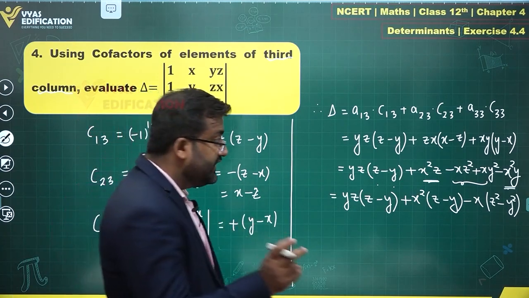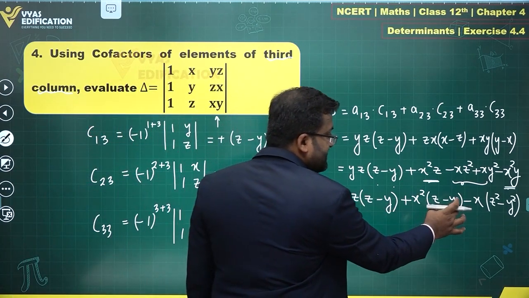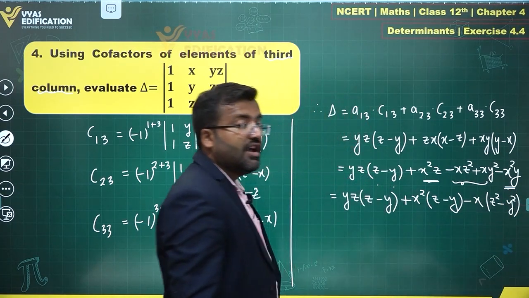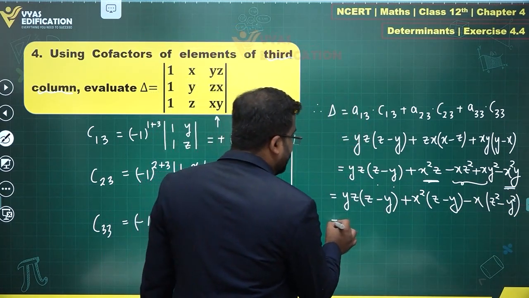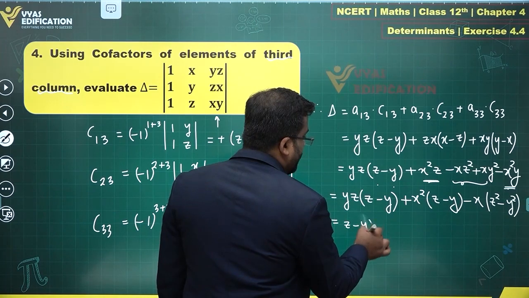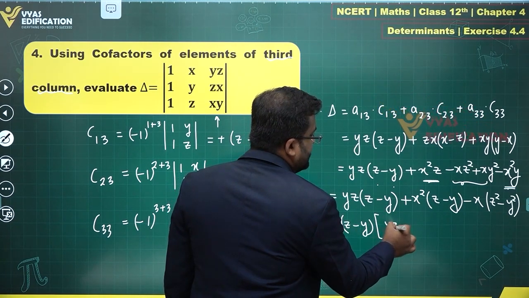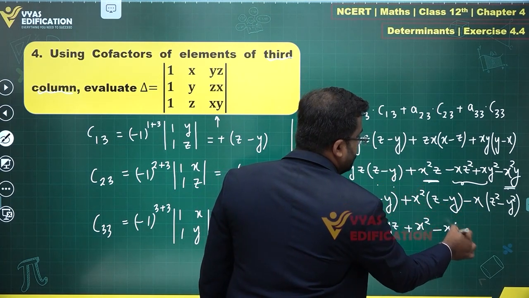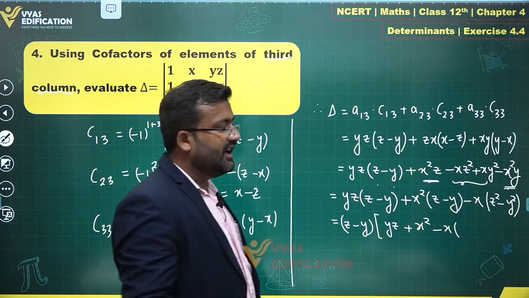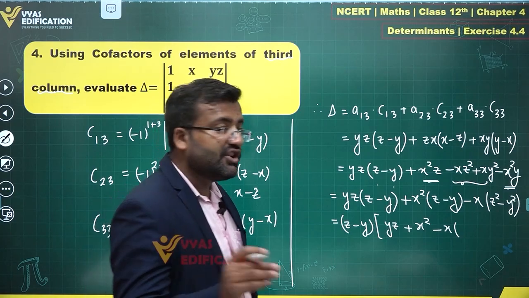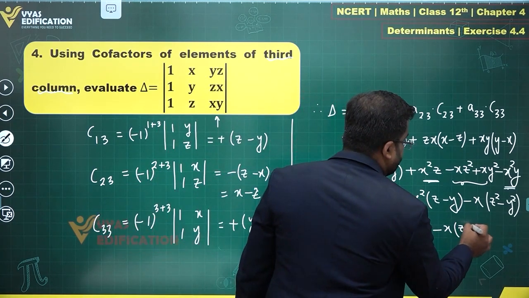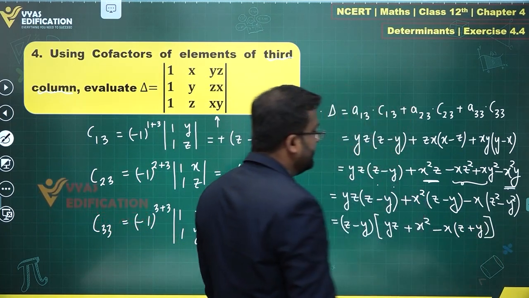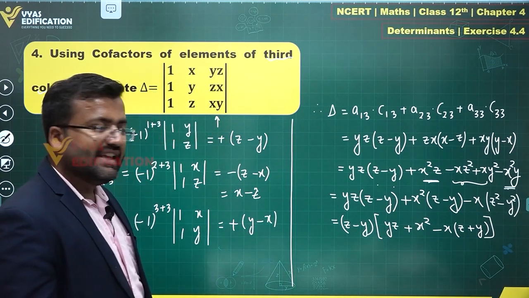And now the three terms that you have, this has a z minus y, this has a z minus y, this has a z minus y for us. Let's bring that out, z minus y. What remains in the bracket is yz plus x square and minus x times z square minus y square. It was having a z minus y, it also had a z plus y. This is what we had. Right? Is that okay? Yes.